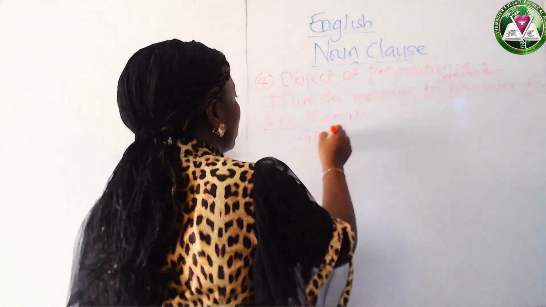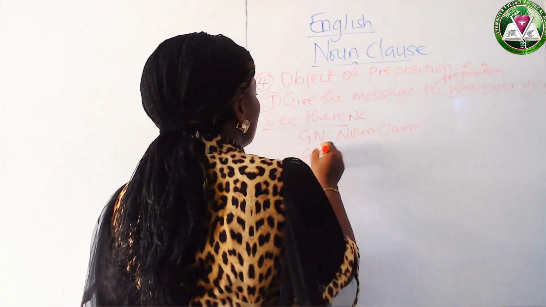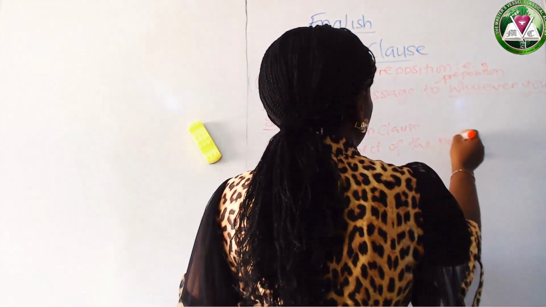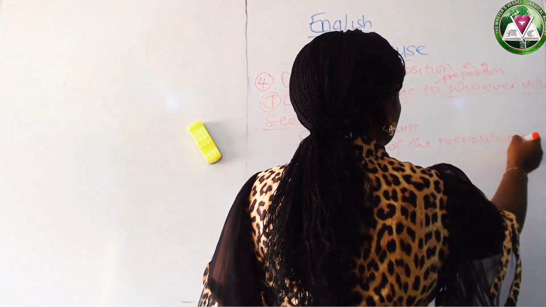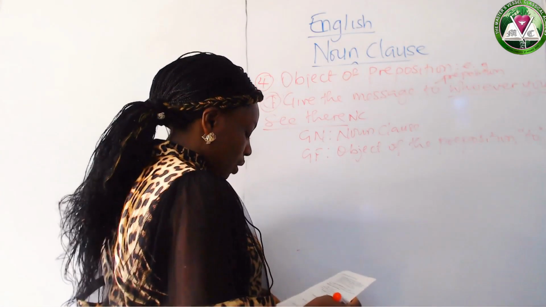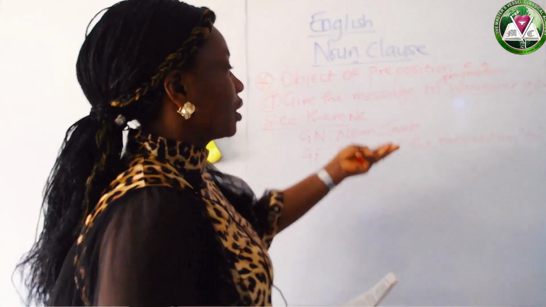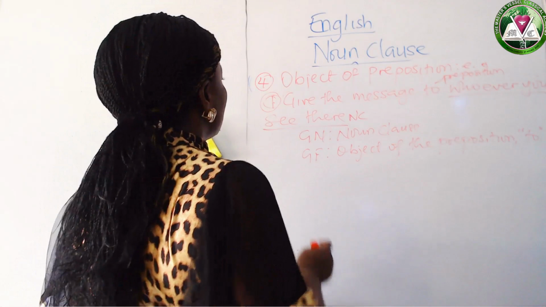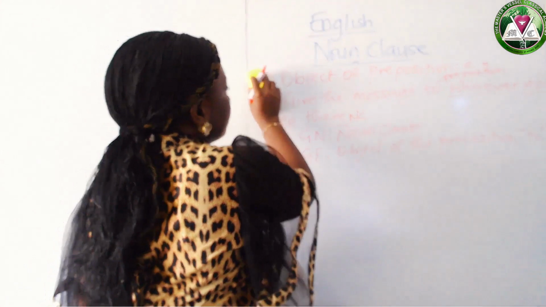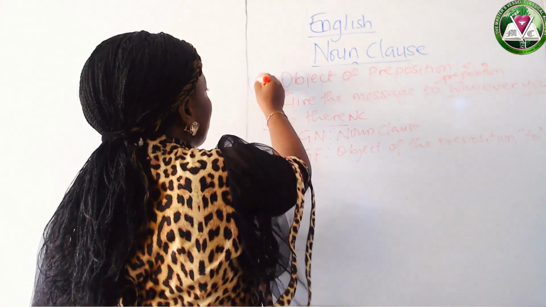So we have our GN, noun clause, and then the GF, object of the preposition to. So this one is very simple. Just identify where you have the preposition. The next one will be the noun clause. So you say this is object of the preposition. Okay, that's number 5.